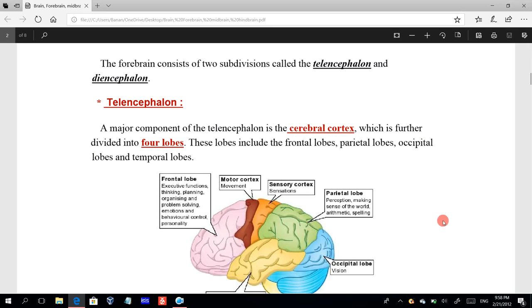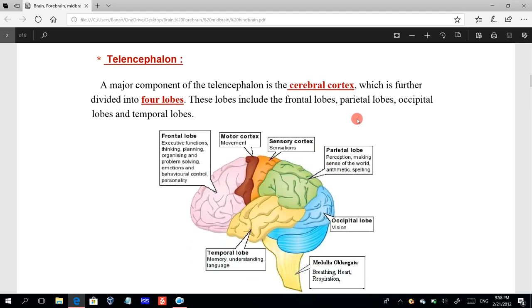A major component of the telencephalon is the cerebral cortex, which is further divided into four lobes. And these lobes are the frontal lobes, parietal lobes, occipital lobes, and temporal lobes. Of course, these names take the name of the bone related to them. Frontal lobes have the frontal bone, parietal lobes, parietal bone, occipital bone, and so on.